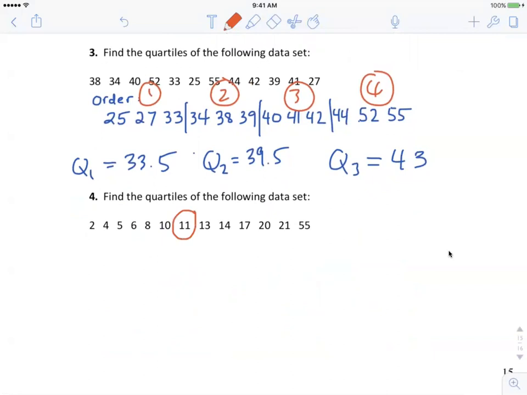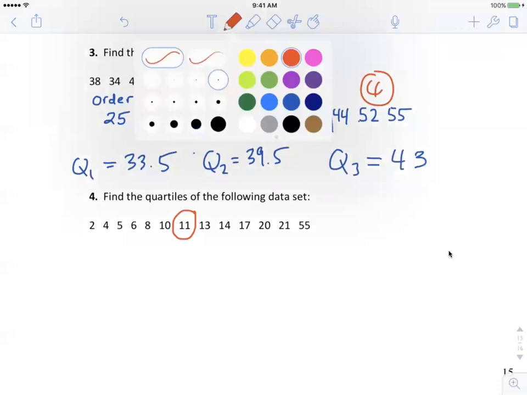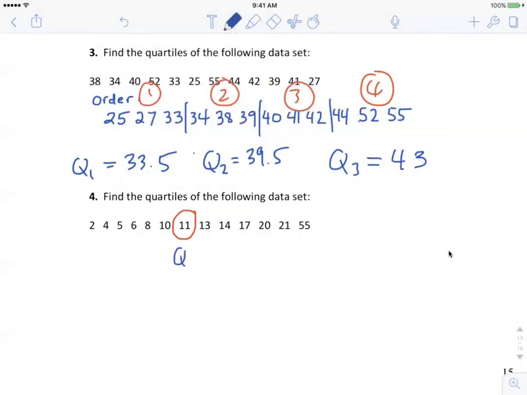Okay, so I guess I should probably go back to blue. That's my Q2. And then I used it, so I'm not using it again. So now I have 2 through 10. There are 6 of them. So the Q1 will be a 5.5. Right? 5 and 6 averaged together.